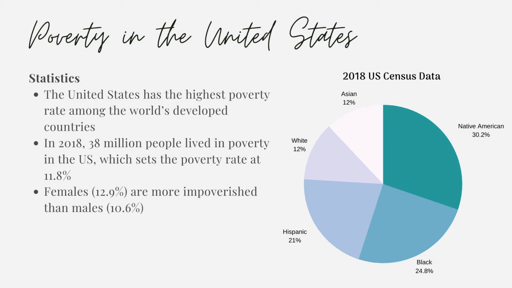Here are just some of the statistics. The U.S. has the highest poverty rate among the world's developed countries. In 2018, 38 million people lived in poverty in the U.S., which sets the poverty rate at 11.8%. Females, 12.9%, are more impoverished than males, 10.6%. We can see in the pie chart that the poverty rate is a lot more spread out among population groups when compared to South Africa.